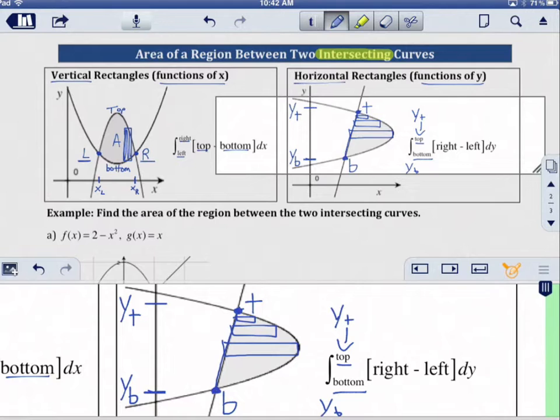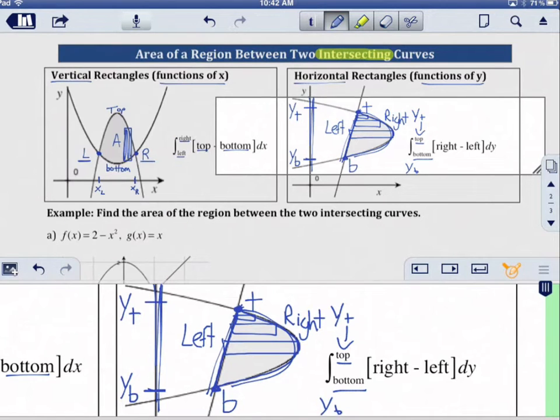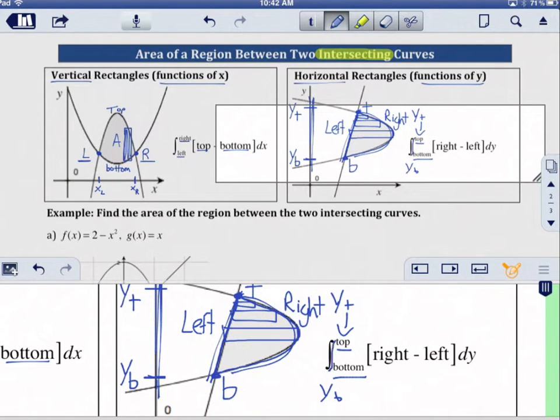Then when we subtract our two functions, we're going to take the right function minus the left function. Okay, so you just have to think, if we took this y-axis and we made it horizontal, we would take the right minus the left. So this is your right function here, and this is your left function here. Okay, so you get the definite integral from bottom to top of right minus left functions, and now dy with respect to y. Okay, so let's go ahead and try some examples here.